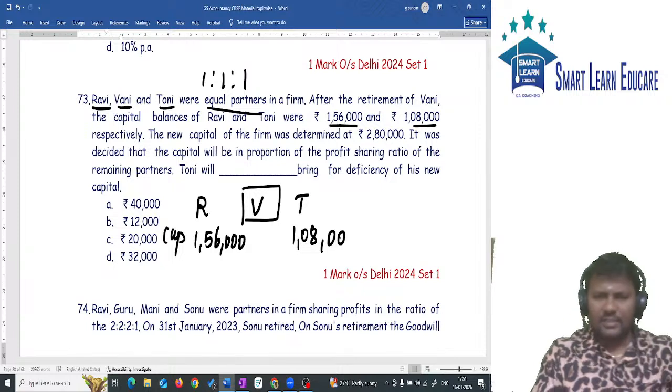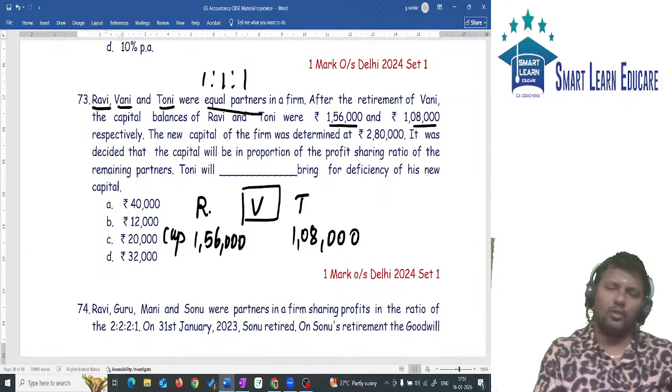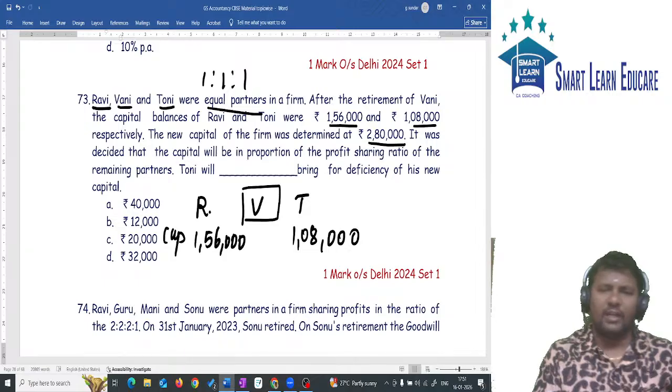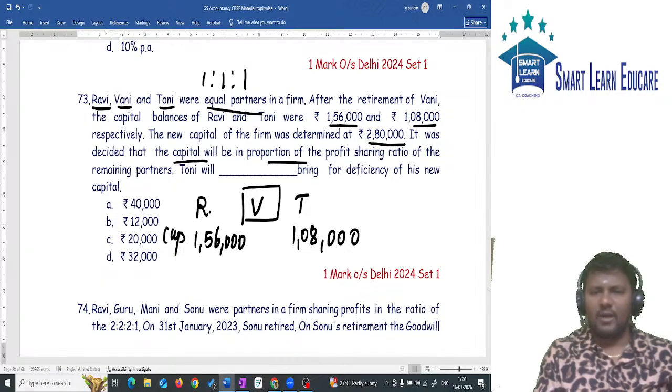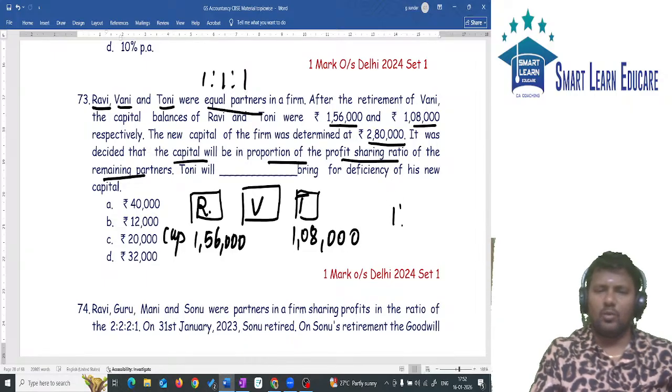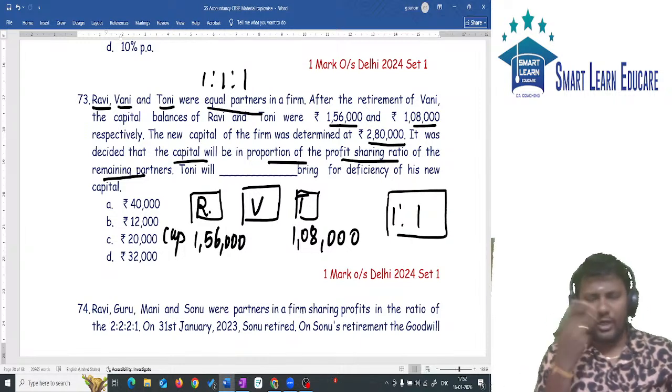Now, what is given? The new capital of the firm was determined at 2,80,000. It is decided that capital will be in proportion of the profit sharing ratio of the remaining partners. Who are the remaining partners? Only 2 partners, Ravi and Tony, and it should be in profit sharing ratio. What is the profit sharing ratio? 1:1, because no ratio is given in the question.